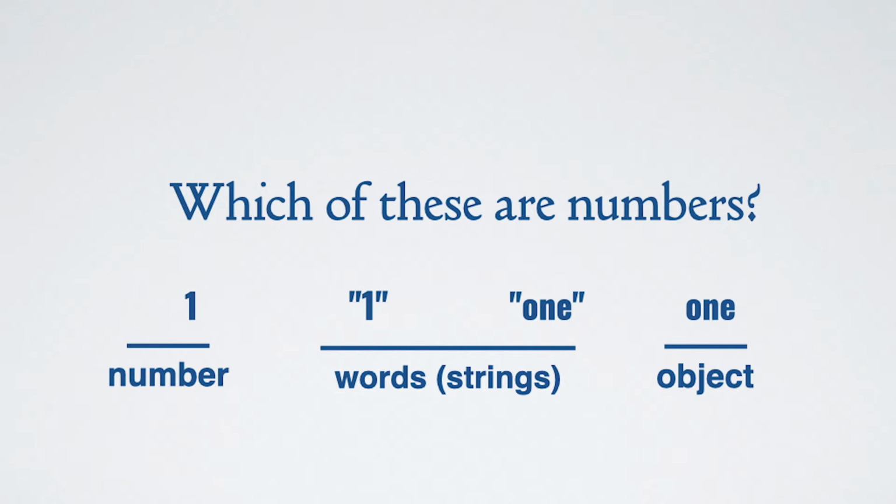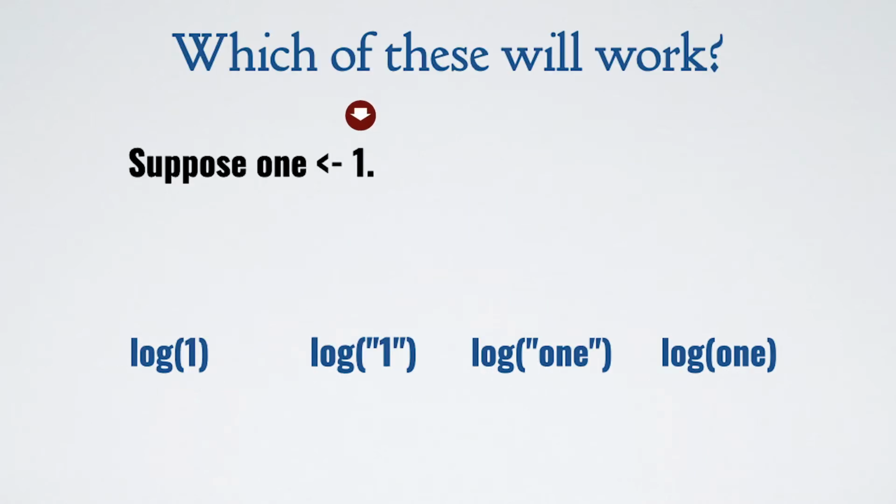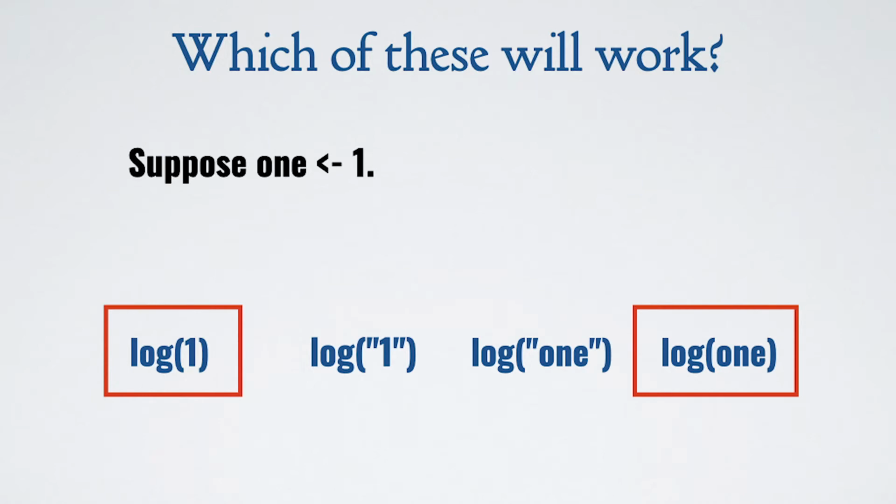All right, let's try another one. If we take the number 1 and assign it to ONE, which one of these will work? Which one of these will return an error? Log 1 will work. Log 1 in quotes will not work because that's not a number. Log ONE in quotes also will not work because that's not a number. But the last one, log ONE, this will work because this we assigned the number 1 to.